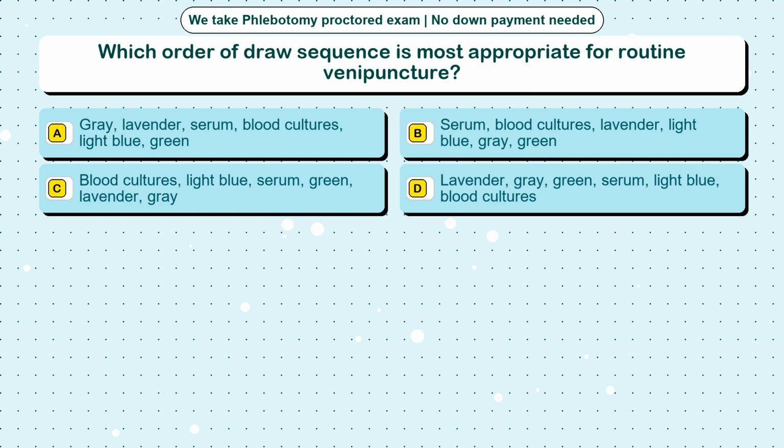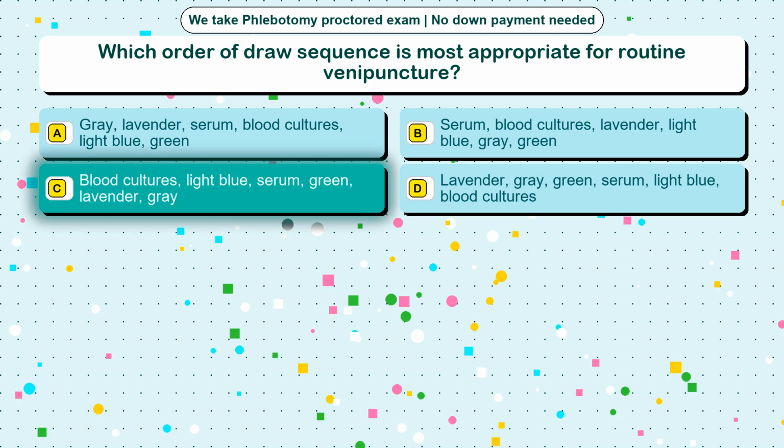Question 86. Which order of draw sequence is most appropriate for routine venipuncture? Option A, gray, lavender, serum, blood cultures, light blue, green. Option B, serum, blood cultures, lavender, light blue, gray, green. Option C, blood cultures, light blue, serum, green, lavender, gray. Option D, lavender, gray, green, serum, light blue, blood cultures.